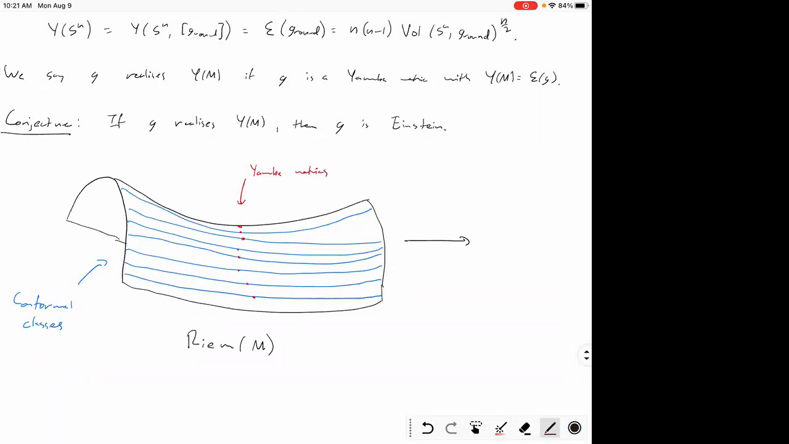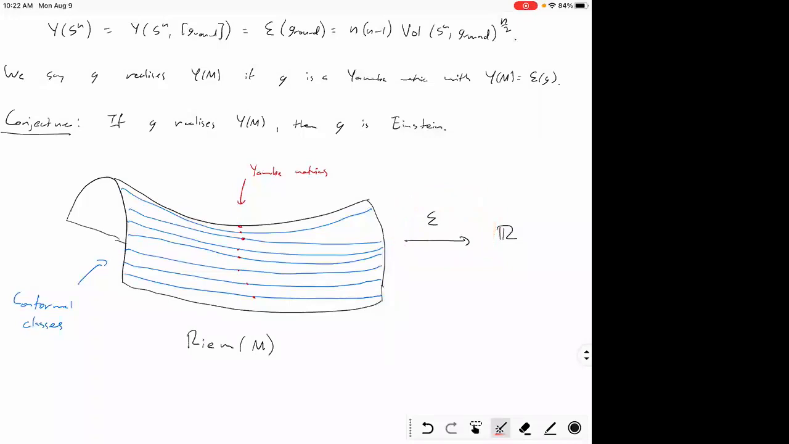In this picture, I'm thinking of this functional as just the height. So within a conformal class, I'm taking a minimum, and then I'm taking a supremum of the minimums. So the thing you should visualize is that I'm getting towards a saddle point. If g realizes Y(M), we think of it as a metric right at the top, at this saddle point. And remember, we saw before that Hilbert showed that the critical points of this functional are Einstein metrics, and a saddle point should be a critical point.